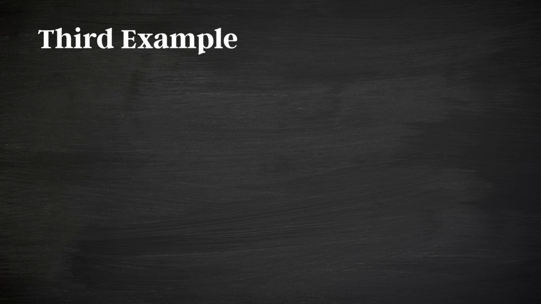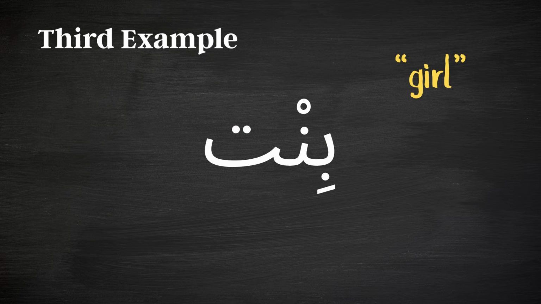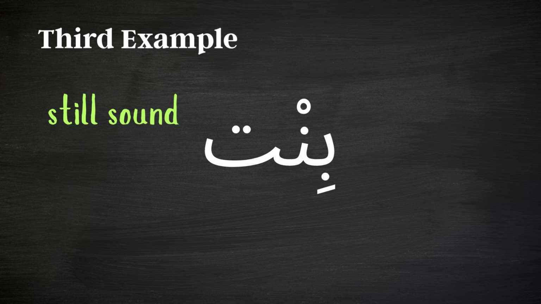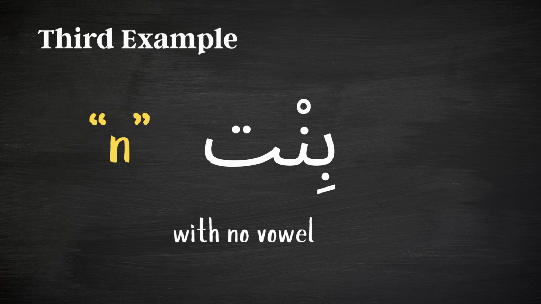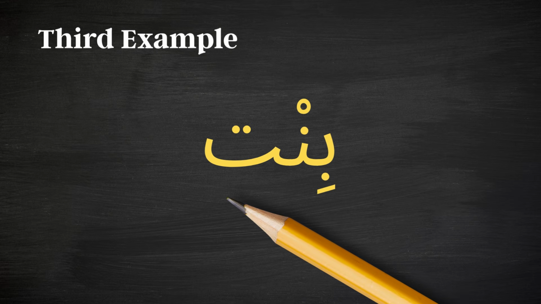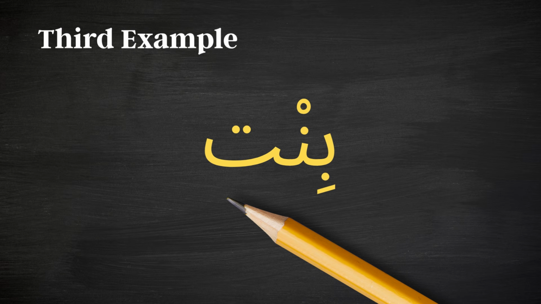Third example, the word bint, meaning girl. Let's break it down step by step. The letter ba with kasra makes the sound b. The letter noon with sukun makes a still sound, just n, with no vowel after it. The letter ta finishes the word with a clear t sound. Altogether, bint, bint. One more time, bint.